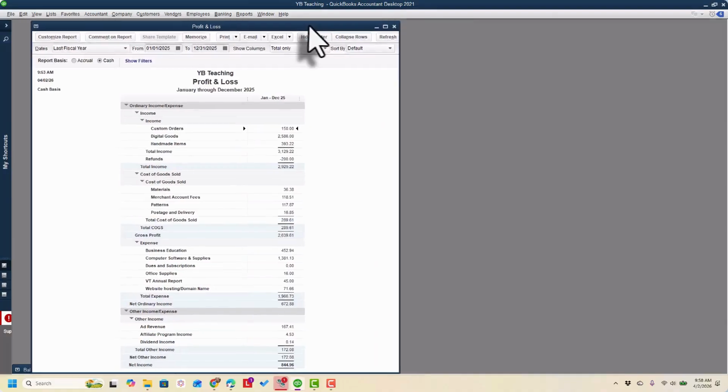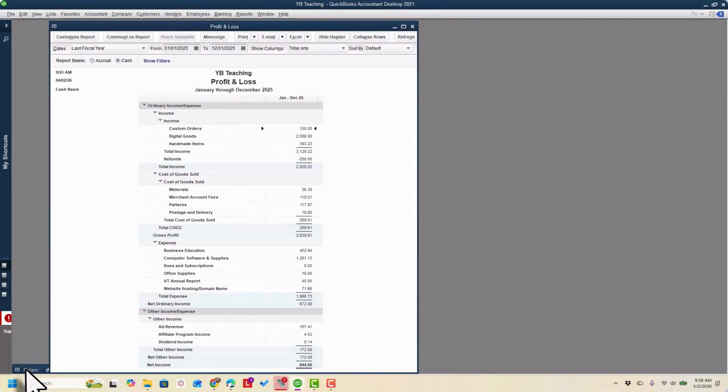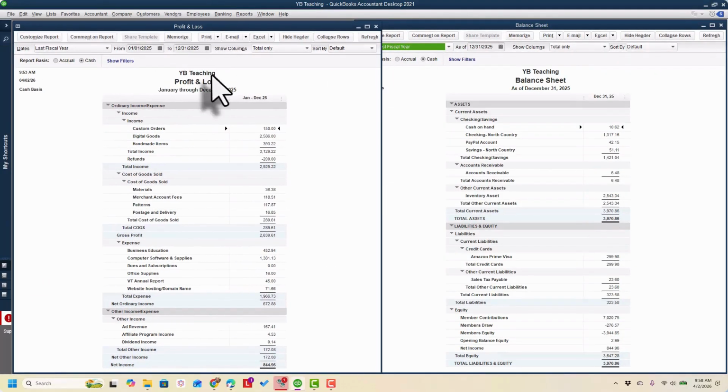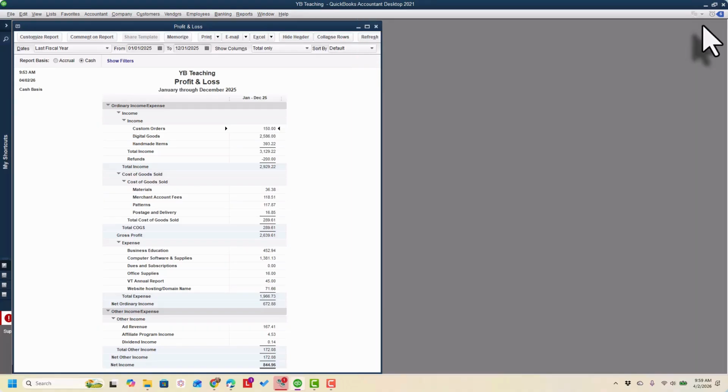The two main reports that you want to look at in software are your profit and loss on the left side of the screen and your balance sheet report, which is on the right. Now, most people don't tend to use the balance sheet report very much. So I'm just going to focus mostly on the profit and loss, and we will come back and do a quick overview of the balance sheet and what it tells you.